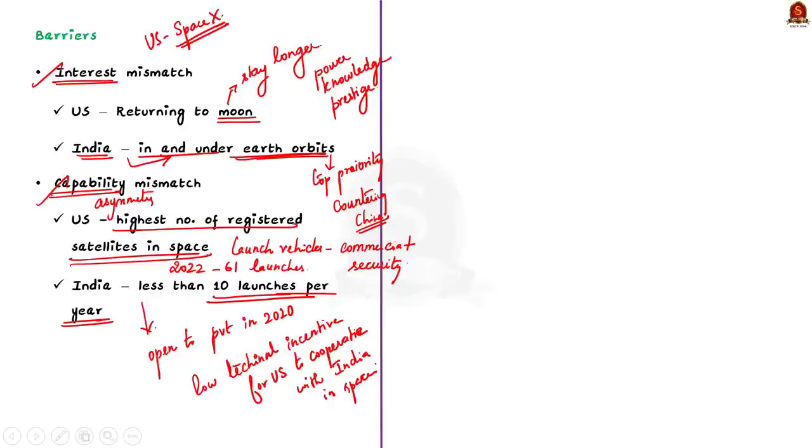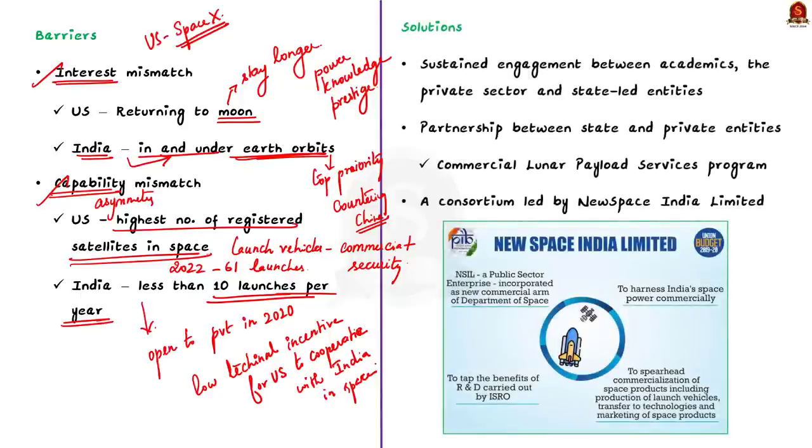So, as per the article, if we could properly work through these barriers, India could secure technologies and expertise by collaborating with the US. And in turn, the US could strengthen its relationship with India in the changing geopolitics. Now, for this, the author suggests few solutions. Firstly, the author is suggesting that there should be a sustained engagement between academics, the private sector, and the state-led entities in the two countries. That too, there should be sustained engagement in specialized projects like NISAR.